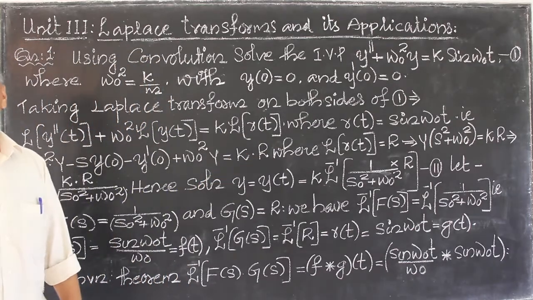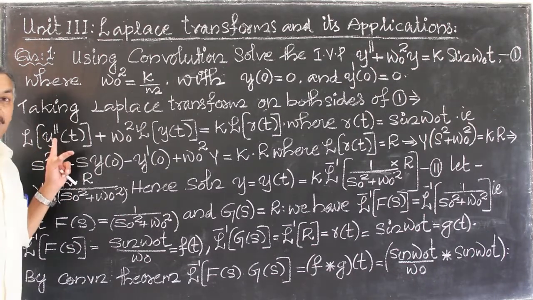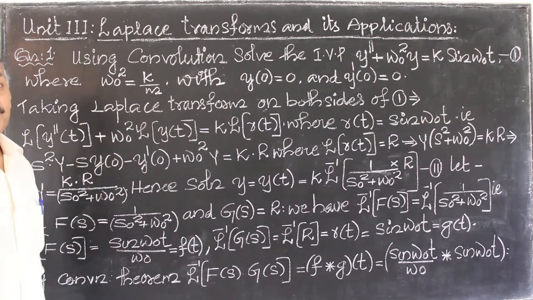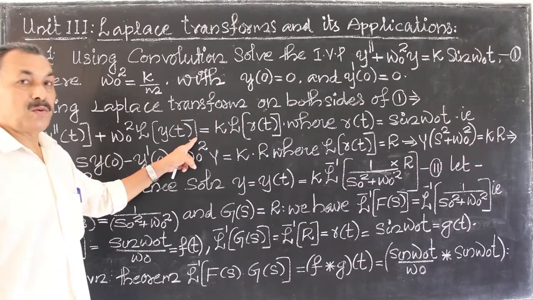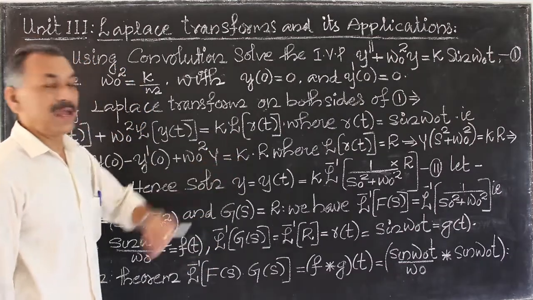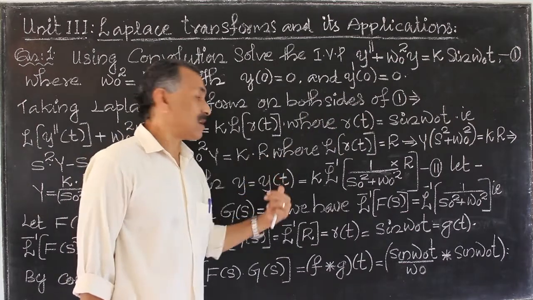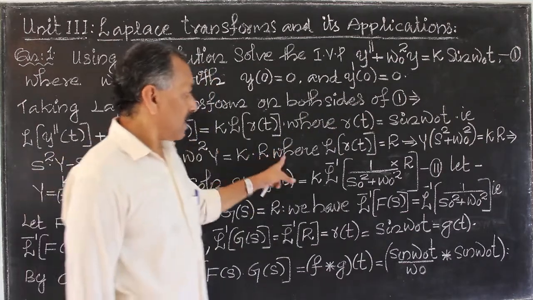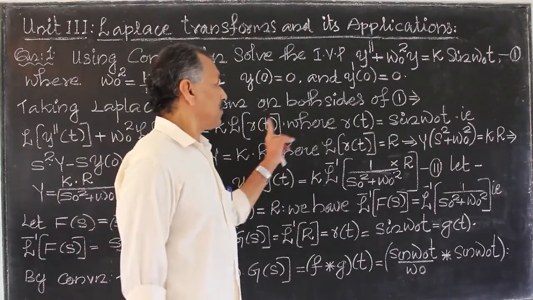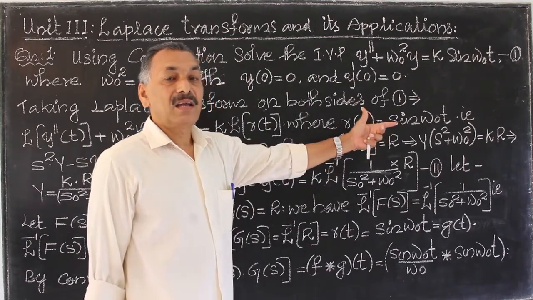Then what is L of y''? L of y'' is equal to s² Y minus s y(0) minus y'(0), plus ω₀² times Y, the Laplace transform of y, is equal to k times the Laplace transform of r(t), that is k times capital R, where L of r(t) is equal to capital R.